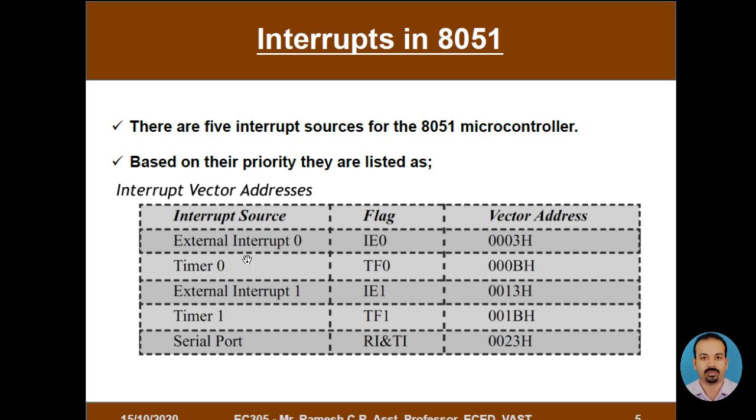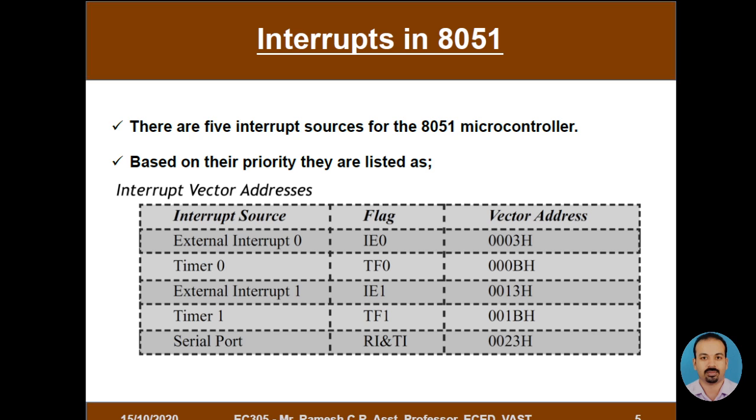Okay, and if you look at the basic vector addresses, you can see that for external interrupt 0 the vector address is 0003H, and timer 0 has the vector address starting from 000BH. That means there is only a space of 8 bytes between the starting addresses of the vector spaces of external interrupt 0 and timer 0. So these 8 bytes may sometimes not be sufficient to service that particular occurrence of the interrupt. In those cases only, we will go to some other location using a jump or call instruction.